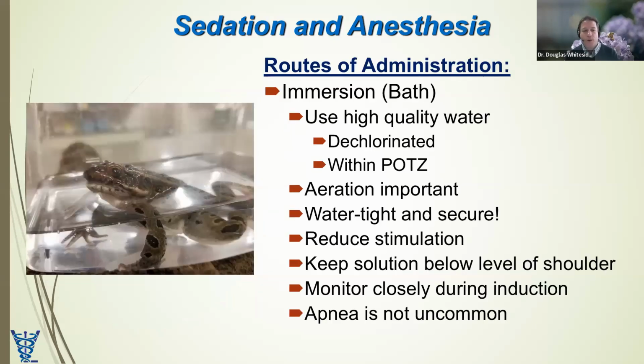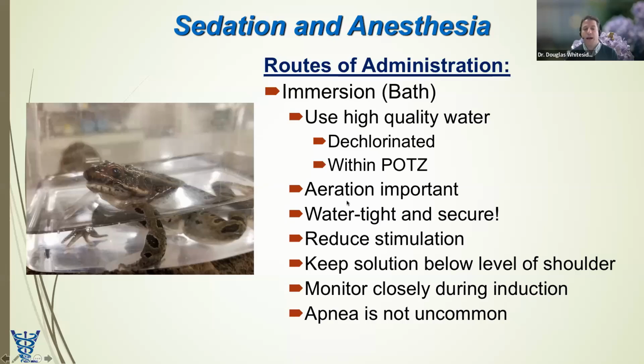So our first route of administration that we can use is what's called immersion, also known as a bath. And anytime that we're going to be using that, we want to make sure that we are using high quality water. So it's going to be dechlorinated, as I talked about before, and we're going to keep that within the preferred optimal temperature zone. And we're able to use this route successfully in amphibians because of their highly vascular and permeable skin, something that obviously we can't do in other vertebrate species.